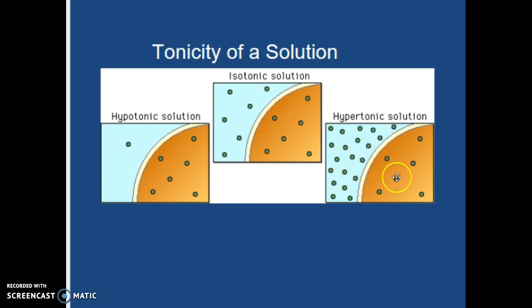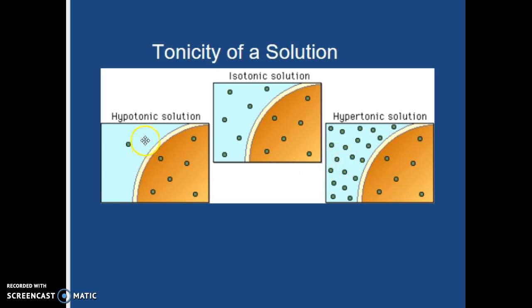In the hypertonic solution, there's more solutes outside, but that means that there's a higher concentration of water on the inside of the cell. And water, as we know, can pass through a membrane. It's permeable to water. So if water is moving from the area of high concentration to low concentration, that means that the cell is going to lose water and get smaller.